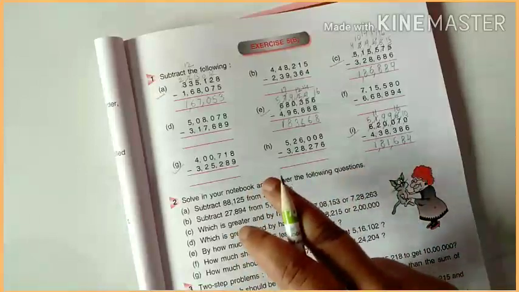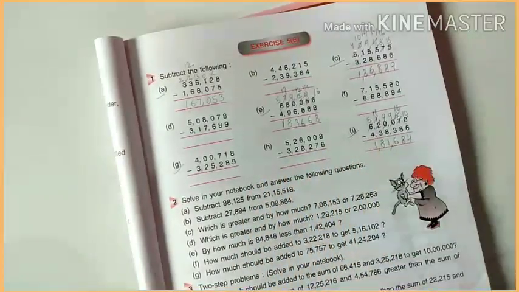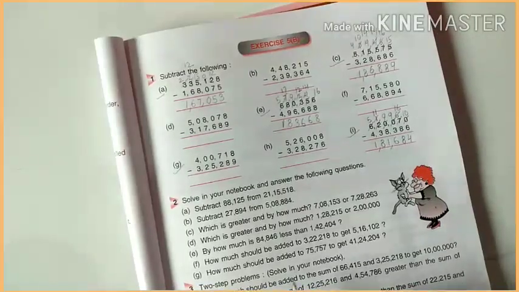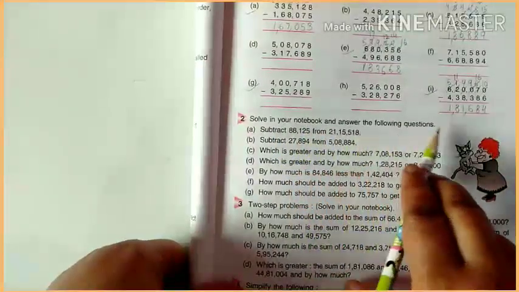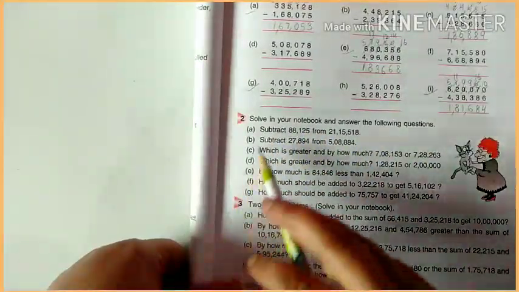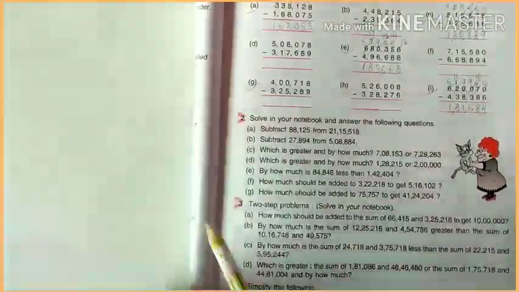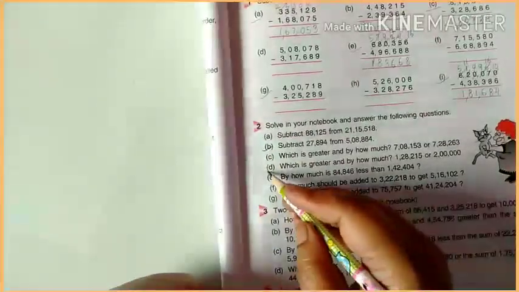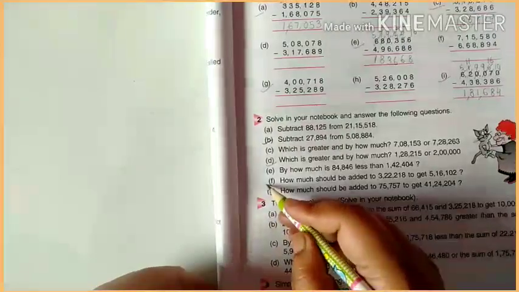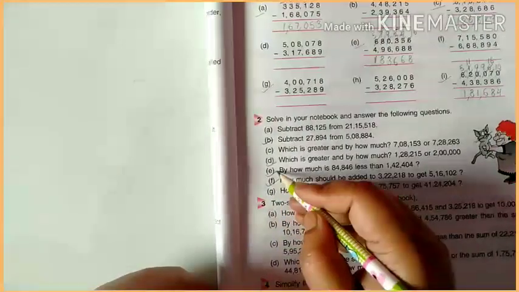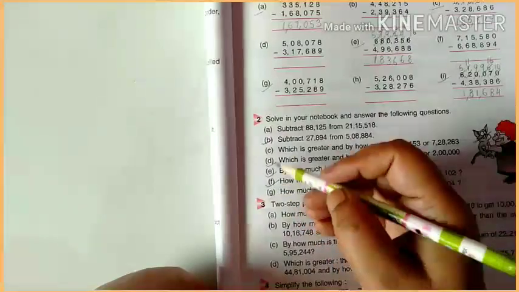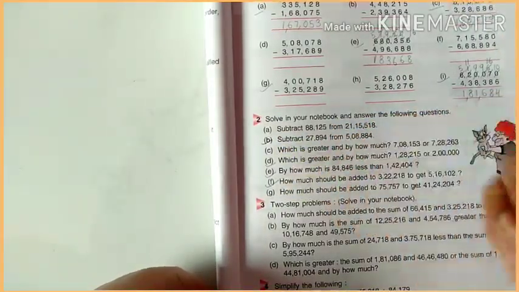Understand, children? This question number 1, 5B question number 1, it's easy. You can easily do it. Okay. Now, let's solve in your notebook and answer the following question. There are some questions: A, B, C, D, E, F, G, H. E, F, G is only there. So let's do question number B here, question number D, question number F, even question number E also. So B, D, E, F, ma'am is going to solve. A, C, G, you people are going to solve.